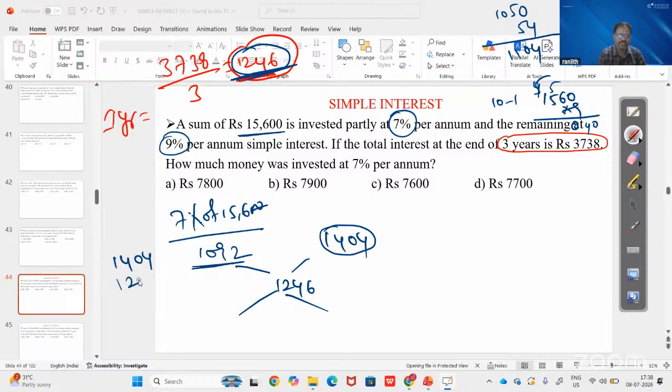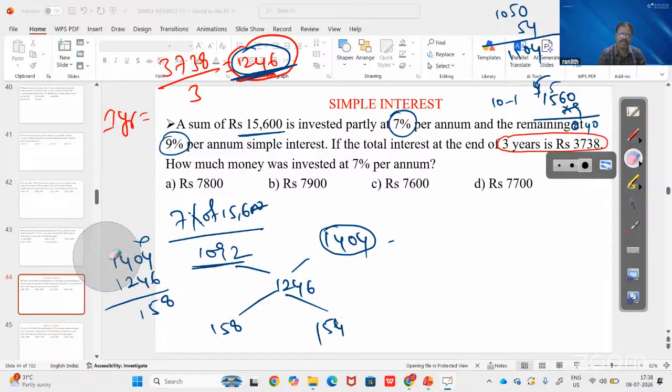1404 minus 1246 will be equal to: 14 minus 6 equal to 8, 9 minus 4 equal to 5, 3 minus 2 equal to 1. So the difference is 158. Next, 1246 minus 1092 will be equal to 154.